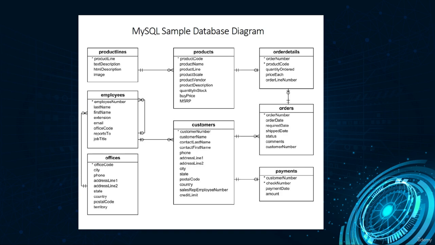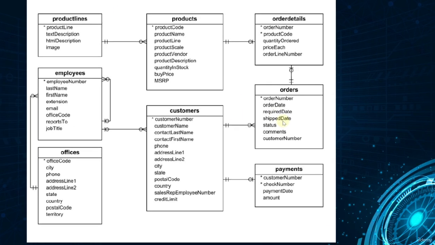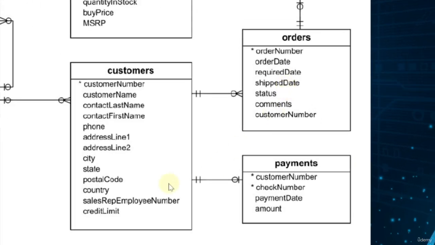Looking back at the ER diagram from the start of the course, we can use this to find which key in each table is common to one another. For the customer and orders table, for example, we have the customer number field in both tables, so we can use this to join these two tables together.